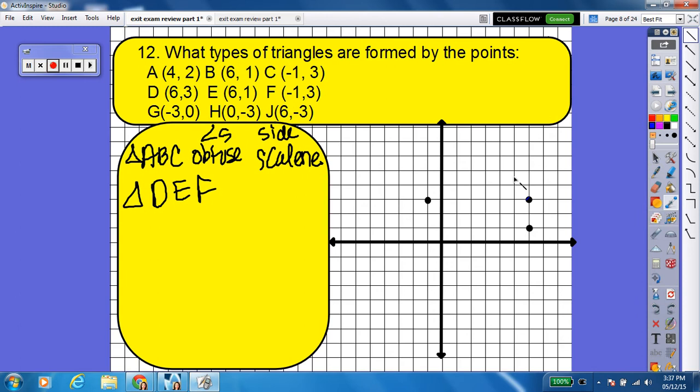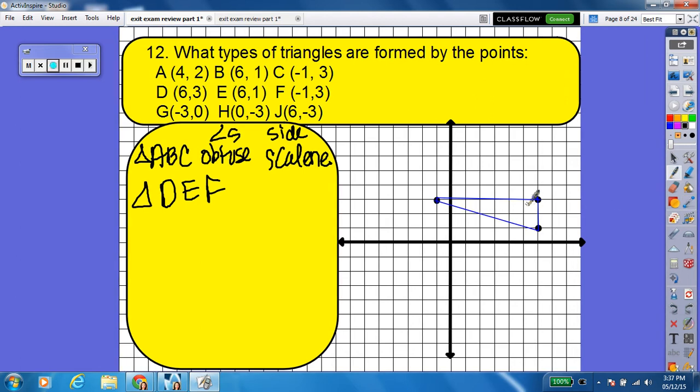I have this triangle. And if you look at that, we have a nice right angle there. We don't even have to do anything special there. That is going to be a right triangle. We have a right angle there. So we know that it's a right triangle.